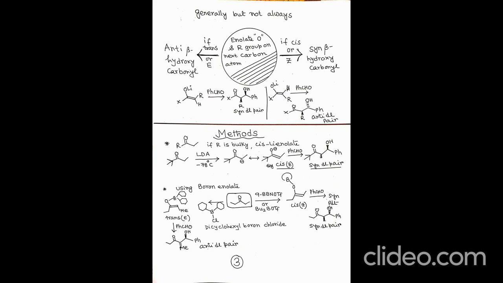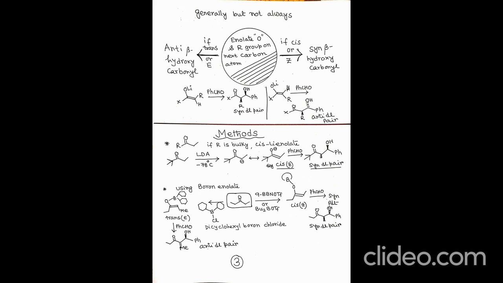Now by using a proper scheme, we have represented this link between the E enolate and the anti product, and the Z enolate and the syn product. So I repeat this relationship: if the enolate geometry is cis or Z, then we get the syn product as major over anti. If the enolate geometry is trans or E, then we get anti as the major product over syn.